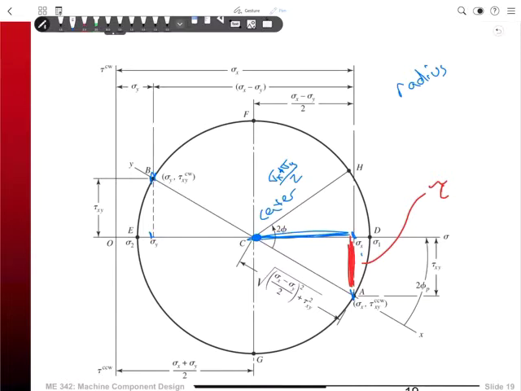That length right there, well, that's half of the difference between sigma y and sigma x, right? So this is sigma x minus sigma y over 2, right? And then if I really want to get the radius of the circle, let's do that in green, because I'm really interested in that. To get this radius, right?